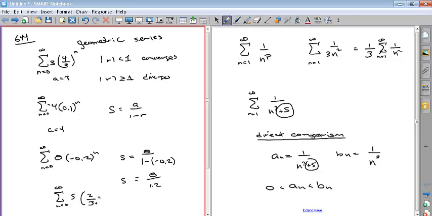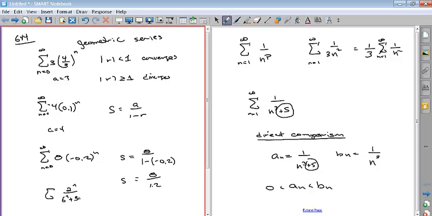Okay, I know what I'm talking about. So if you had something like 2 to the n over 6 to the n plus 3.